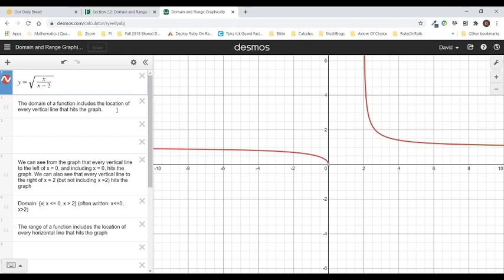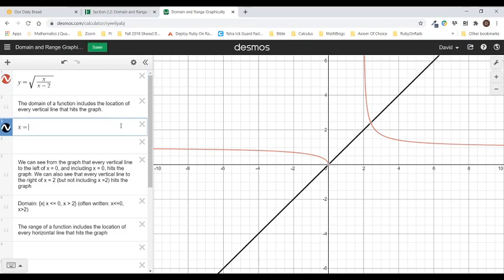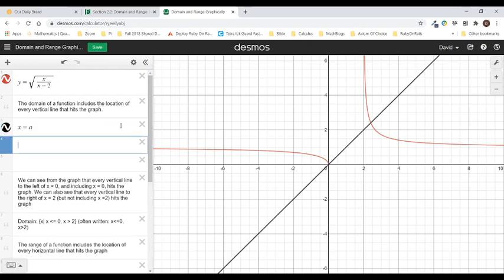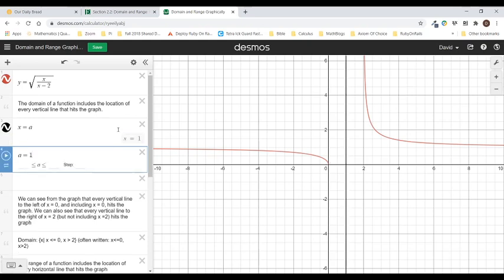Remember that the domain of a function includes the location of every vertical line that hits the graph. Remember that vertical lines have equations like x equals a, so I'm going to type that in there. But I'd like a to be a value, so I'm going to type in a equals 1 just to make sure it gives me a value for a. And you can see it drew x equals 1.